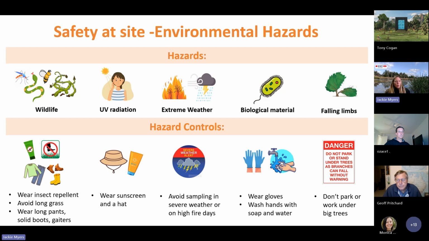The last one on there is falling limbs. If we do have falling limbs, they can cause a very serious injury. The key thing with that is not parking or working under large trees, especially those that might have large long limbs, so things like our gums, and probably more prominent in windy conditions. You don't want to park under them. Luckily, we don't really have the river red gums down this way, so hopefully we won't have too many problems with that sort of thing.